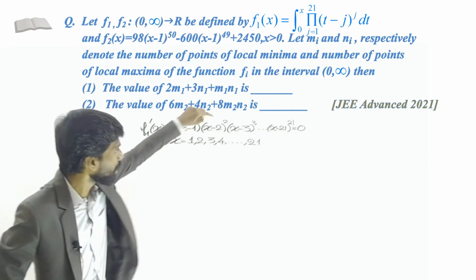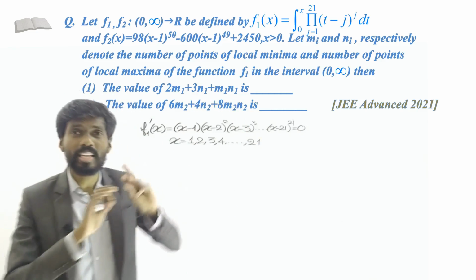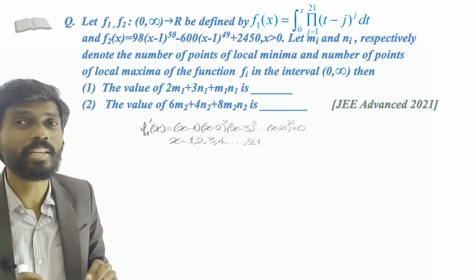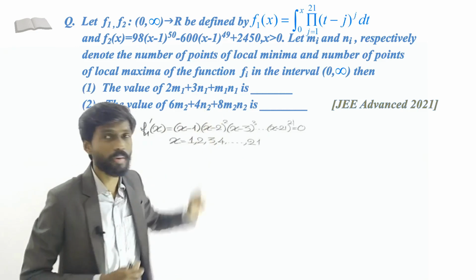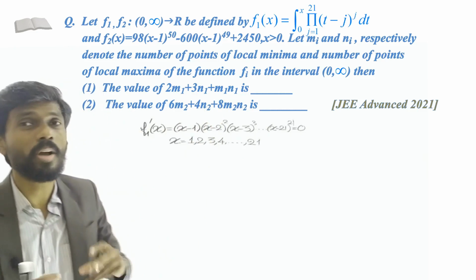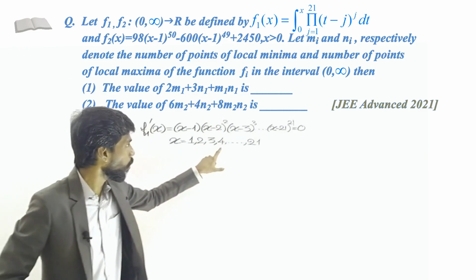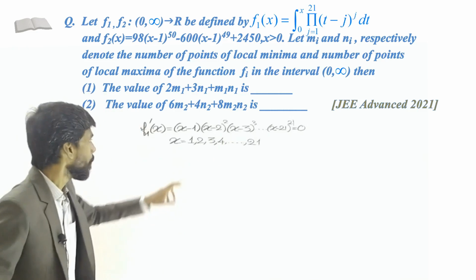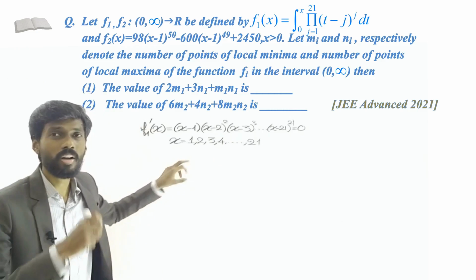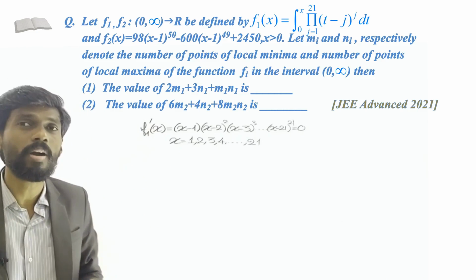Now you tell me, see, the power is even. The moment you get an even power, we can say that it is a point of inflection. So when the derivative has a factor with an even power, at that point it will be a point of inflection. That means for 2, 4, 6, 8, all even values of x, we have a point of inflection. But for the remaining values, 1, 3, 5, all odd values, we have either a maximum or minimum.